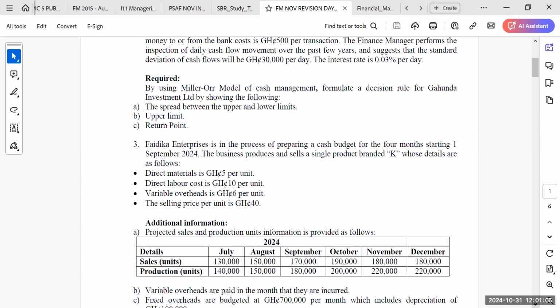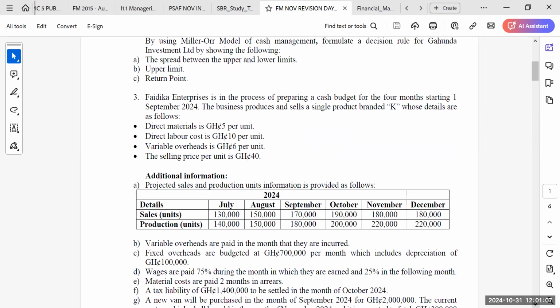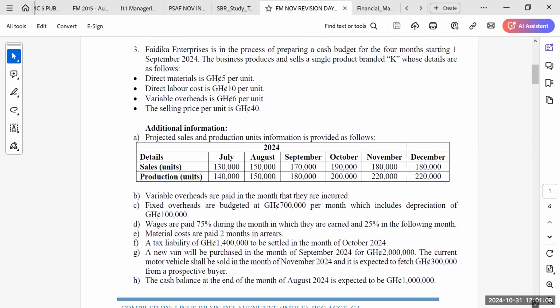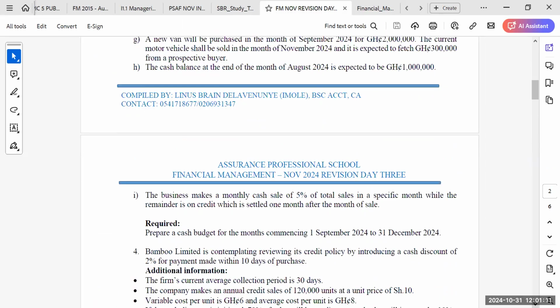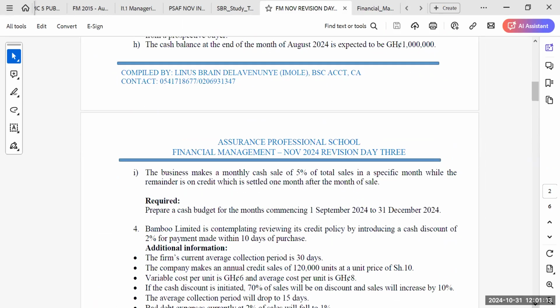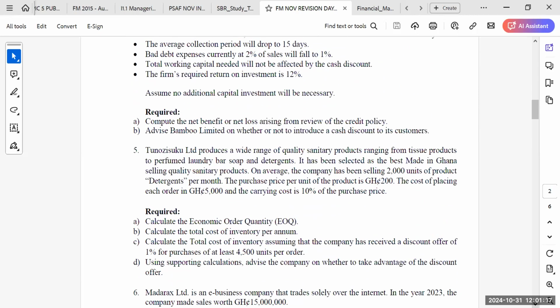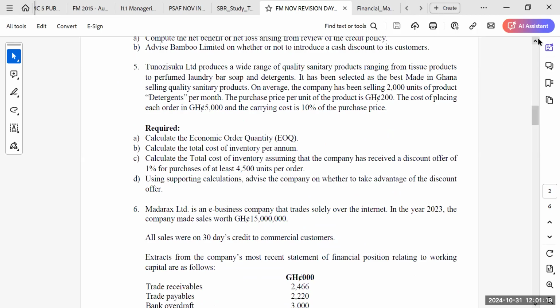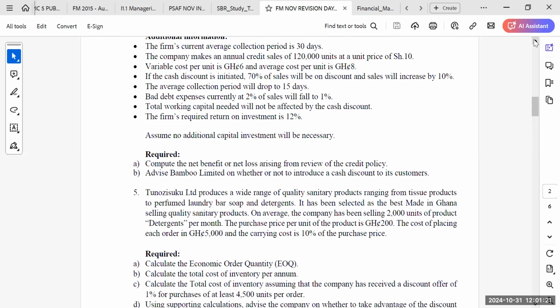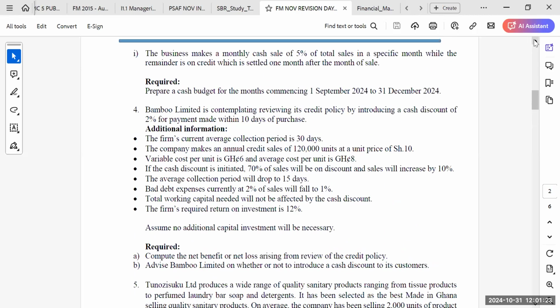Okay. They can also ask you to do cash budgets. So we are going to be preparing a very simple cash budget. But before that, let's see if we can finish the simple ones, then we come and devote our time to the cash budget. So let's come to number 4, which is about receivables.